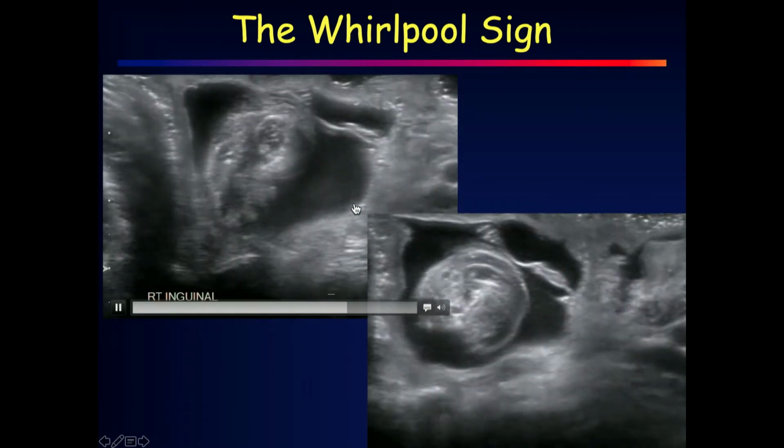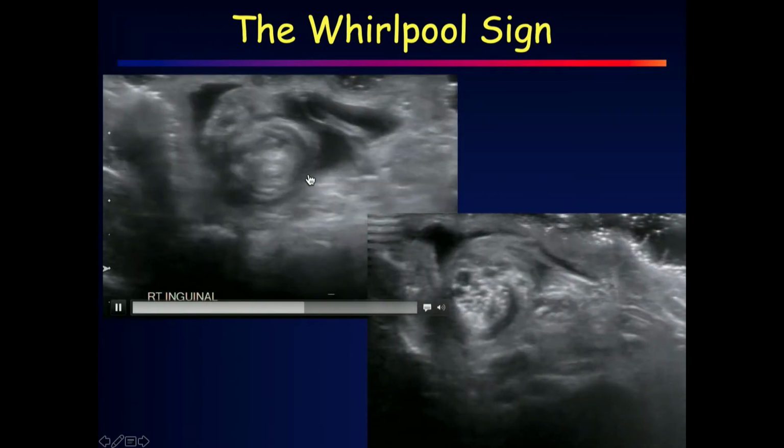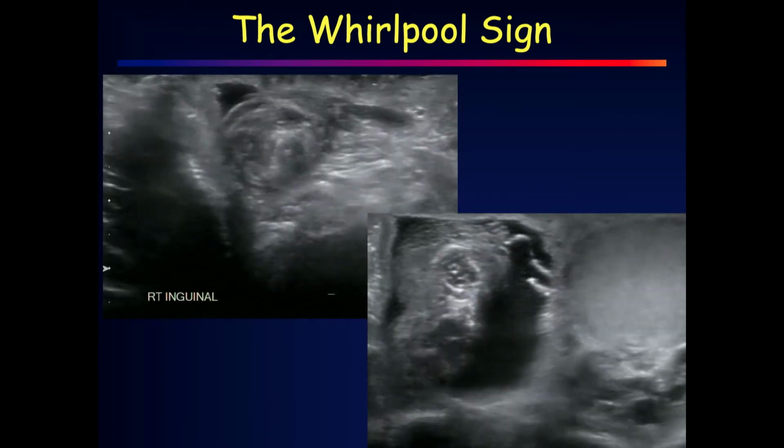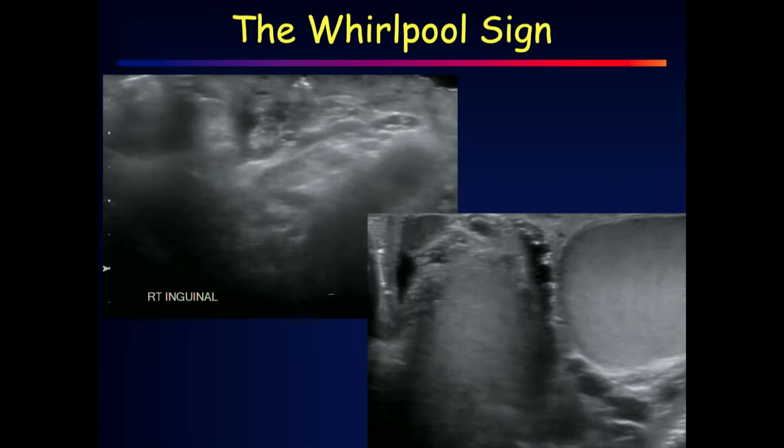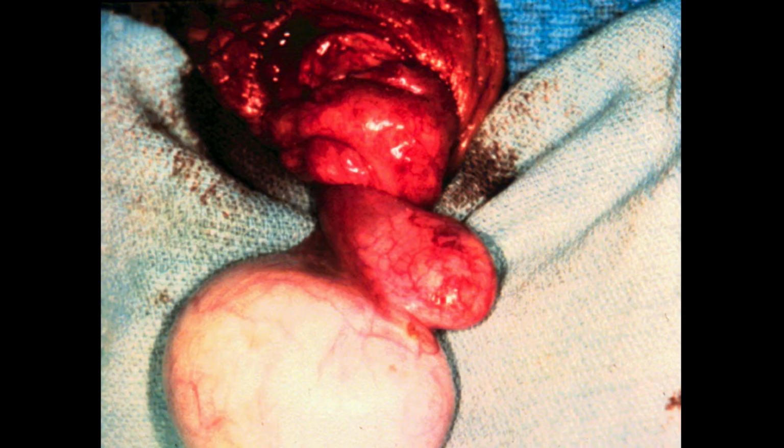And here's an example of this whirlpool sign, just showing that twisted spermatic cord. So look for this. You don't see it very often, but they're kind of pretty when you see them. It's the best sign for a torsion. And one of my buddies who's a urologist sent this to me from the OR, just showing the correlate with the last 3 slides we saw.